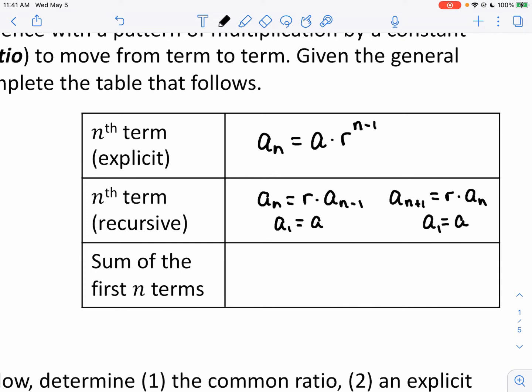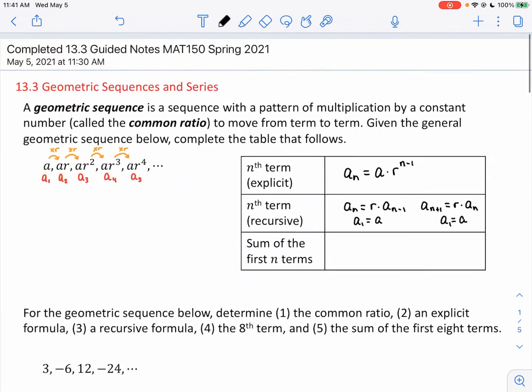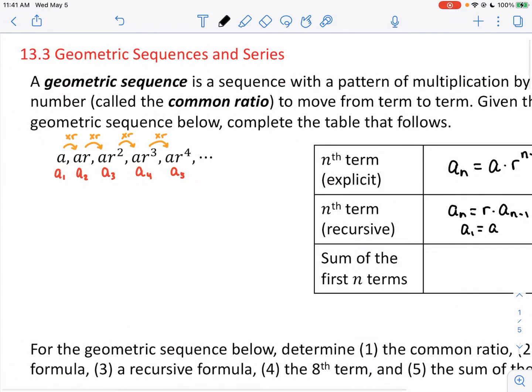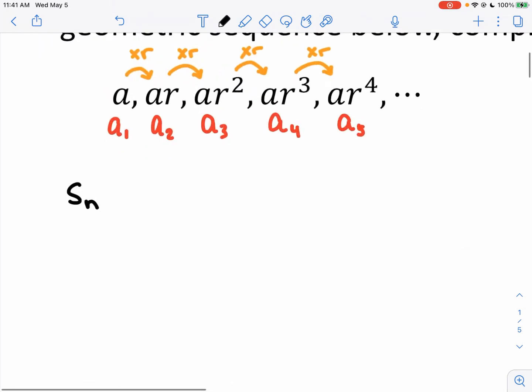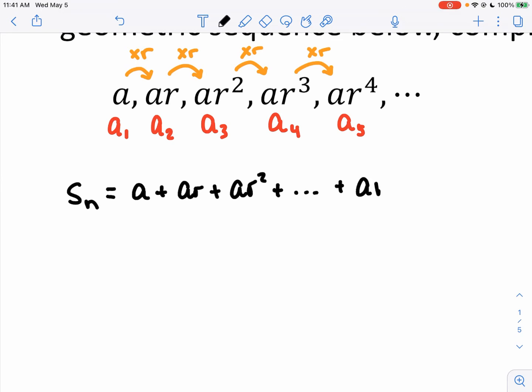Now we're going to establish a formula for the sum of the first n terms. Well, let's give a symbol for the sum of the first n terms. I'll do S sub n, meaning the sum of the first n terms. And it's going to be A plus AR plus AR squared, etc., until we get to the nth term, which will be AR to the n minus 1. That is the explicit formula for finding the nth term of our geometric sequence.